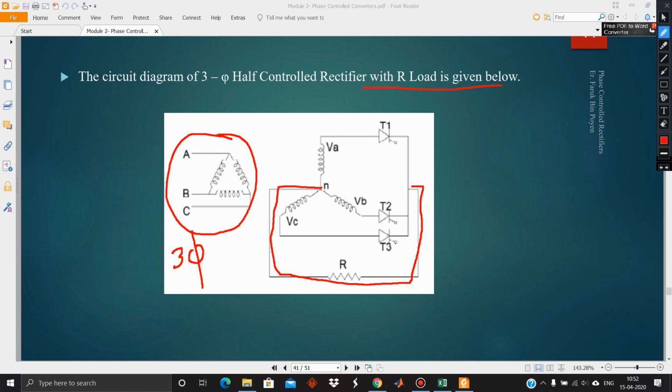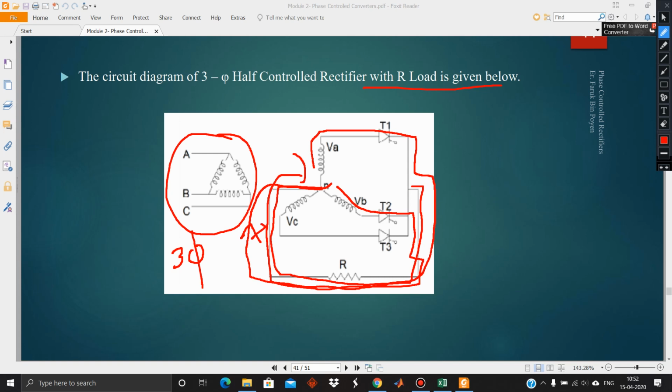So obviously in this particular circuit, in each phase if you see, only unidirectional current is allowed, and this will be the path of the current. For this phase it is also like this. For C also. So you will be having three currents: IA, IB and IC.